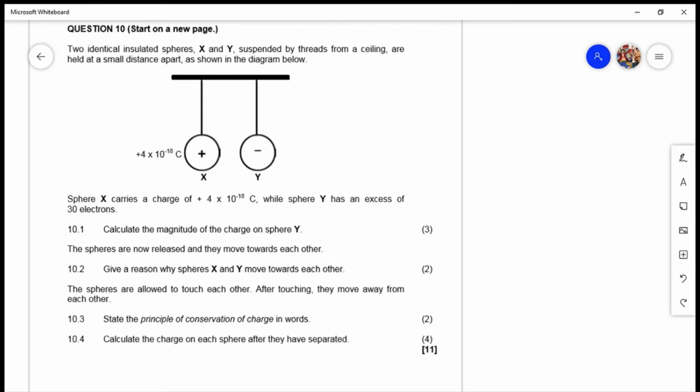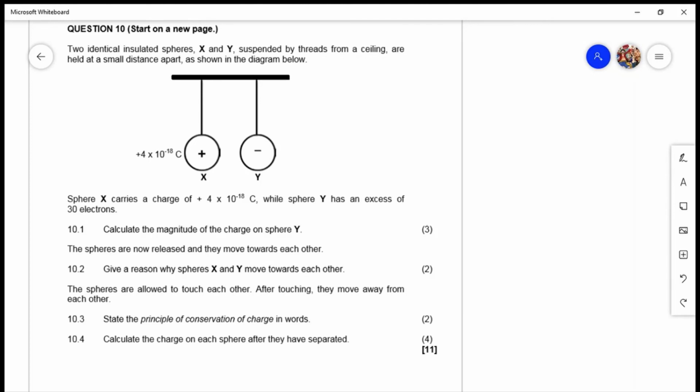Our next question is from a 2018 November exam paper. So question 10 reads as follows. Two identical insulated spheres X and Y suspended by threads from a ceiling are held at a small distance apart, as shown in the diagram below. Sphere X carries a charge of positive 4 times 10 to the power negative 18 coulombs, while sphere Y has an excess of 30 electrons. Because it has an excess of electrons, that means it's more negatively charged.